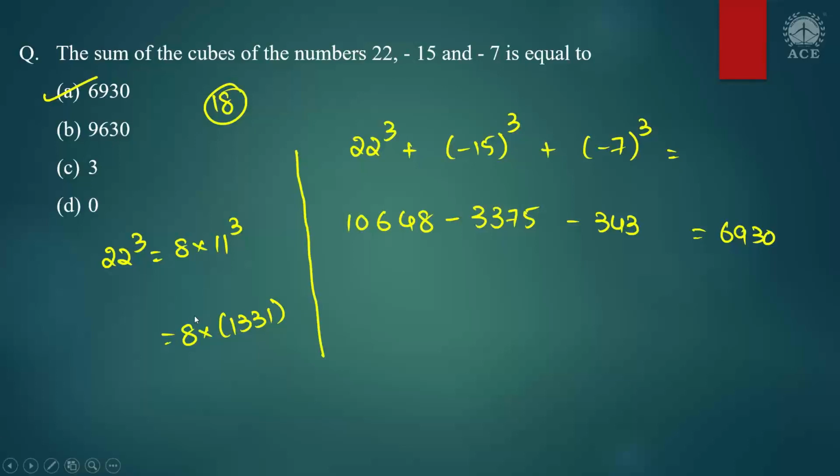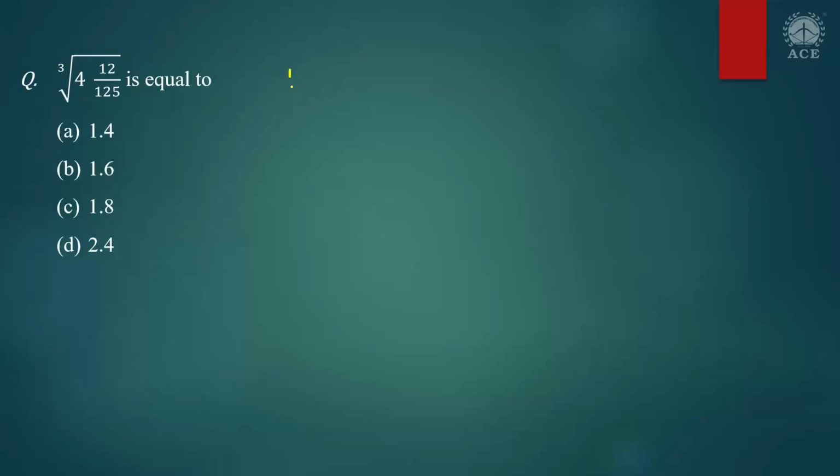Now see the next question. 19th one. Cube root of 4 and 12 by 125, mixed fraction. Solve this one, cube root of 4 and 12 by 125.